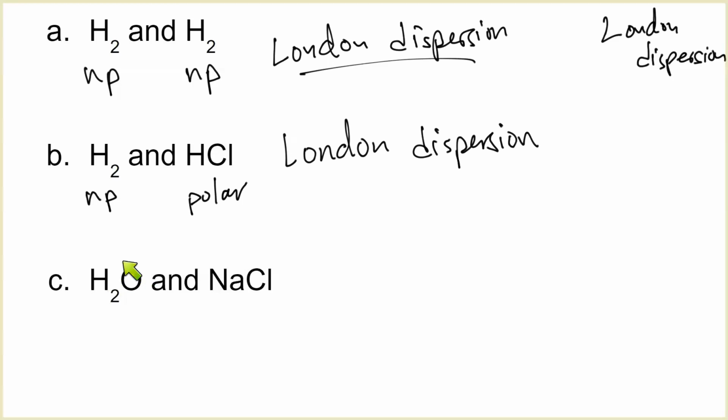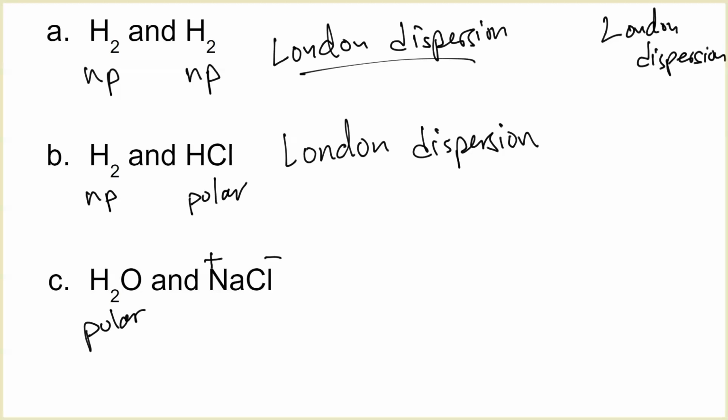Alrighty. Okay, this next one, we have water. Water, is it polar or non-polar? Polar. Sodium chloride. This one is actually ionic. It's got the charges though, right? So if it's ionic, it's going to behave like polar.